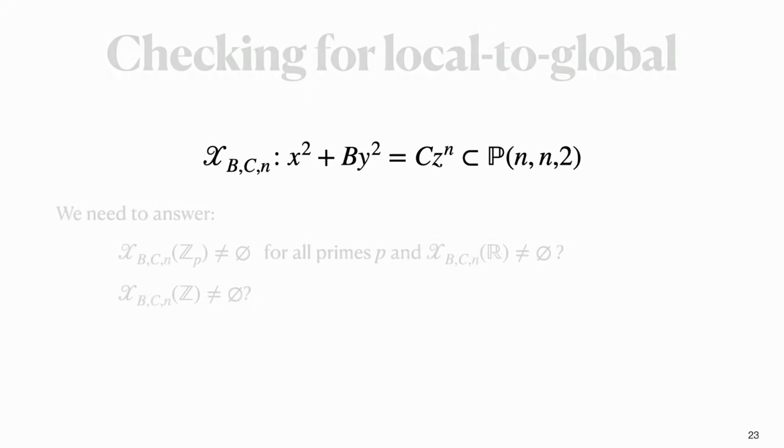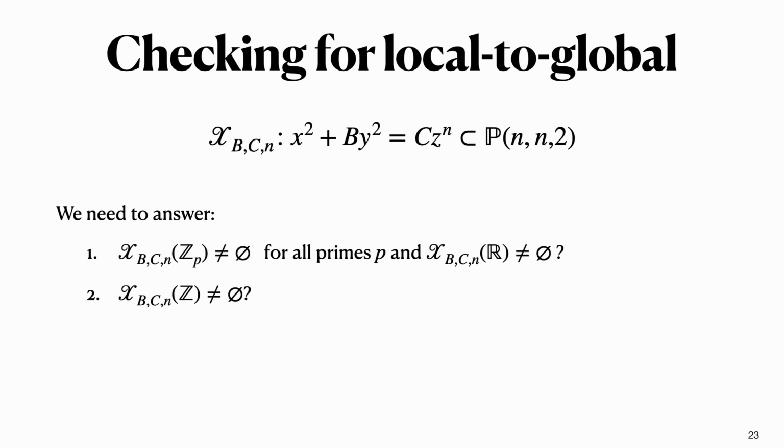So what we want to do is we need to answer if these curves have p-adic points for all primes, and if they also have a real point. And the second question that we need to answer is if they have any global point. So if both answers are the same, then the curve is going to hold the local to global principle. Okay, so two questions we need to answer.